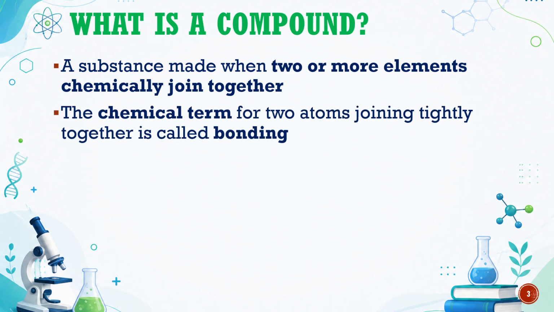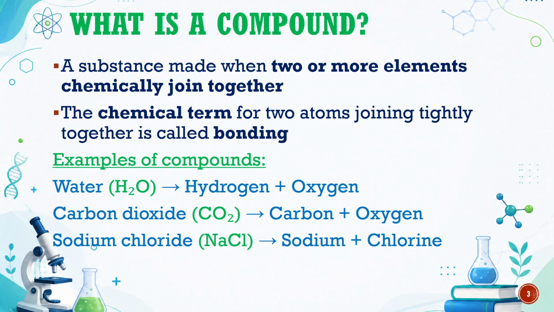The chemical term for when two different types of atoms join together is bonding. That's why compounds are formed from two elements, and each element is of its own particular atom. So when two different elements join, basically two different types of atoms are bonding together to form a compound.